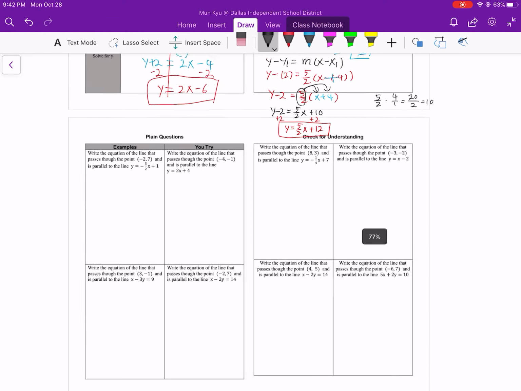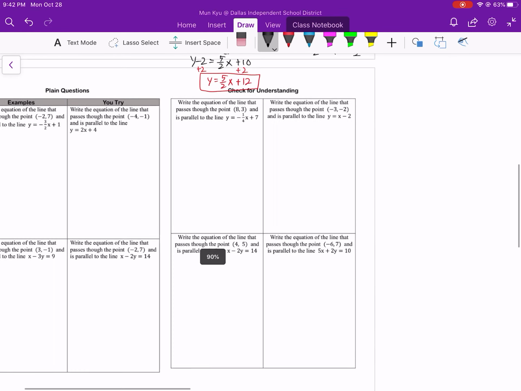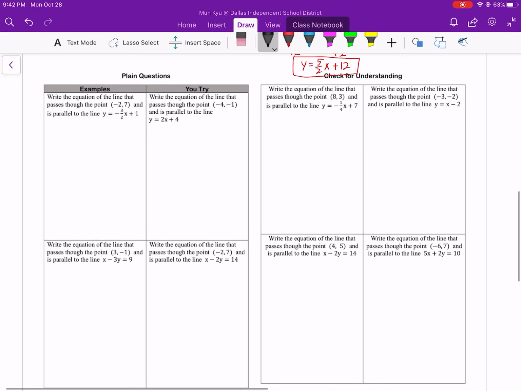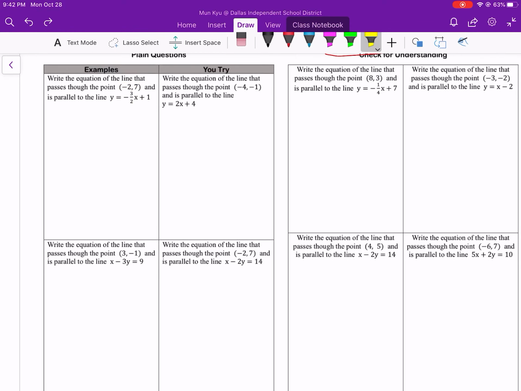Okay, in this video, I will go over the other side of parallel lines. And don't worry, this is even easier. If you look at the question, it says write an equation of the line that passes through the point (-2, 7) and is parallel to this. And again, if two lines are parallel, they should have exactly the same slope. So everything is given to us already.